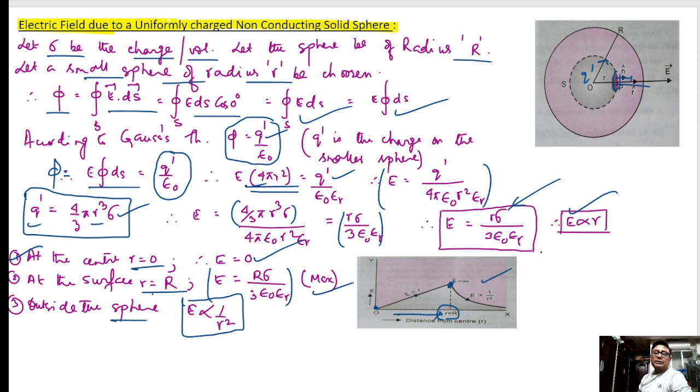So these graphs are very, very important. You have to note them down. You have to practice them along with the concept. Next, let's see.